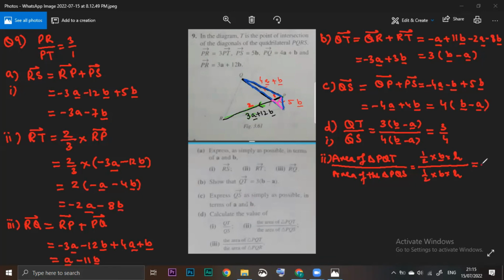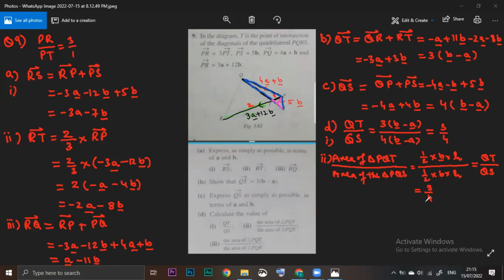Base of PQT is QT and the base of PQS is QS. Heights are the same. We will cancel out the heights. Half has the same value. We will cancel out half and half. Now QT over QS we have calculated in part 1, which is equal to 3 over 4. So the ratio of the area of PQT over PQS is 3 over 4.